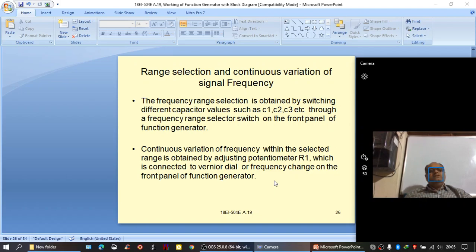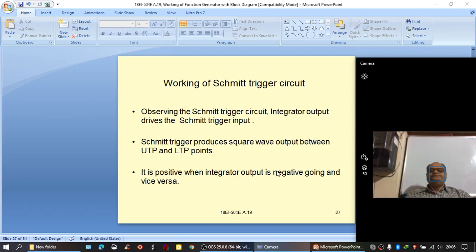Suppose the 10 Hz range is selected, starting from 1 Hz to 10 Hz. By adjusting the resistance R1, it can be varied. Similarly, if the 1 kHz switch is selected, that is, the capacitor pertaining to the 1 kHz range is selected, in that case, starting from 100 Hz, 200 Hz, 300 and so on up to 1 kHz. That is how the frequency can be adjusted continuously.